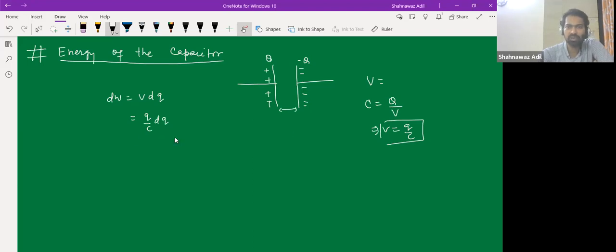Derivation is not important. You guys already know the result. So the total work done would be how much? Integration of Q by C dQ from 0 to Q, the total charge. Can you guys integrate this and tell me how much you would get? Integrate Q by C dQ from 0 to Q. What will you get?